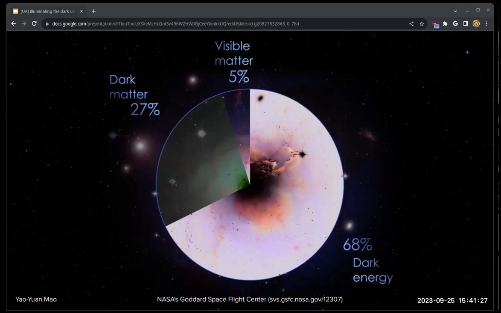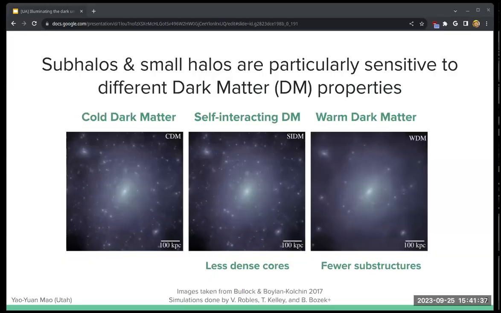And so similar to why we are so excited about galaxy clusters, these dwarf galaxies could also potentially tell us a lot about dark matter. One way to do this is to look at how this small scale structure might react to different models of dark matter. Here is an example showing cold dark matter, self-interacting dark matter, and warm dark matter.